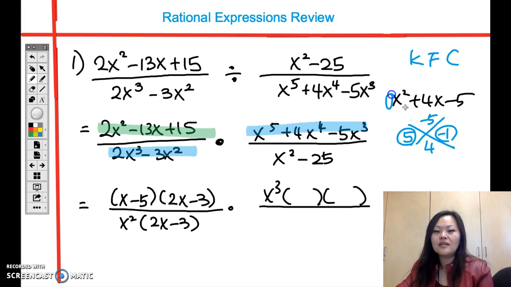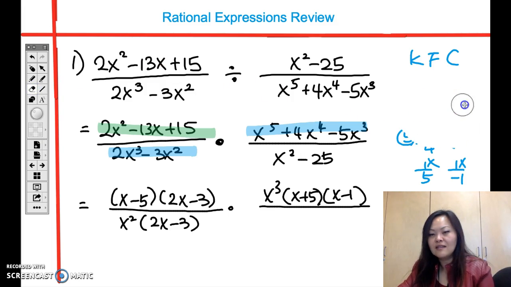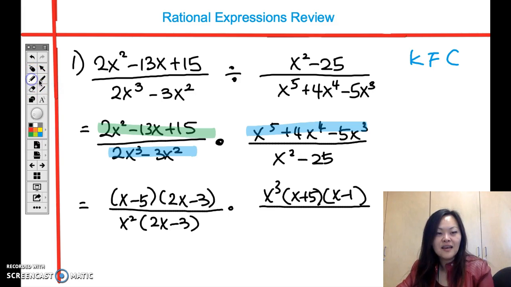So then our leading coefficient is 1, so it's 1 over 5, 1 over -1. We can't simplify anything, right? So we're going to put x plus 5, x minus 1. Okay? So now, this is my scratch paper area, if you can tell. Yay, I'm almost done. I just have to factor this one right here.